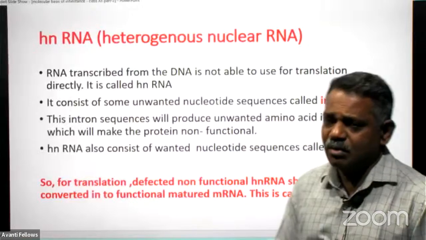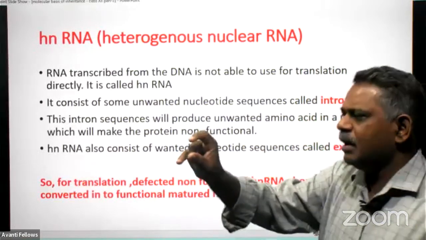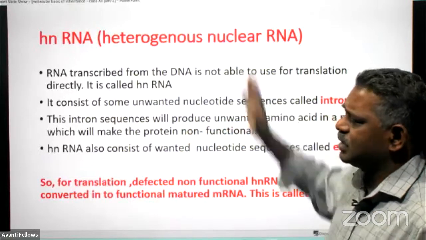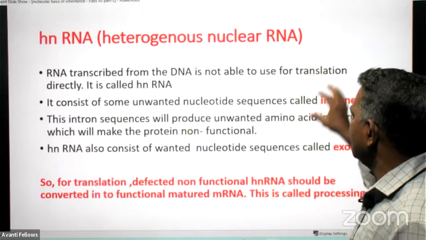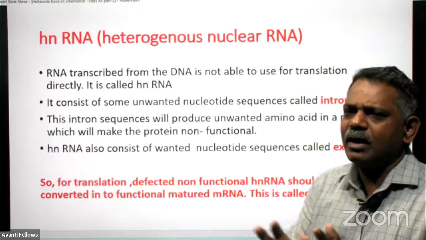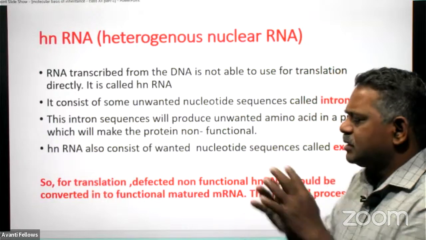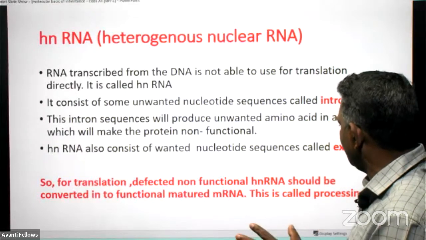The exon. Remember these two terms, intron and exon. In an unprocessed RNA, we call it hnRNA. So many sequences are there, and some sequences are not required for a particular protein. We call them the introns. And some sequences are very much required for producing protein. We call them the exons.